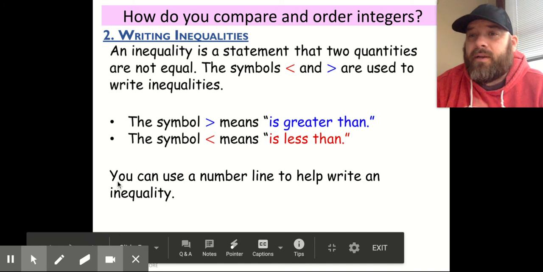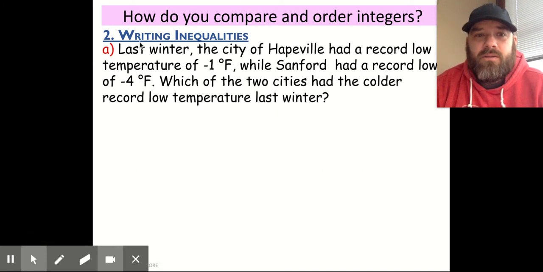We can use a number line to help us write our inequalities as well. So let's take a look at an example here.